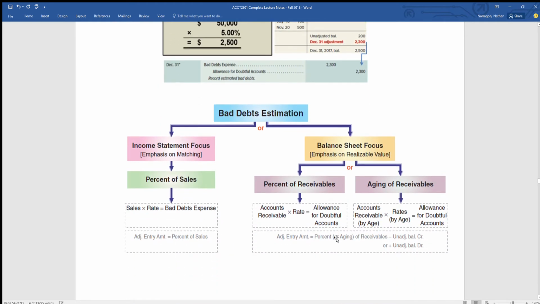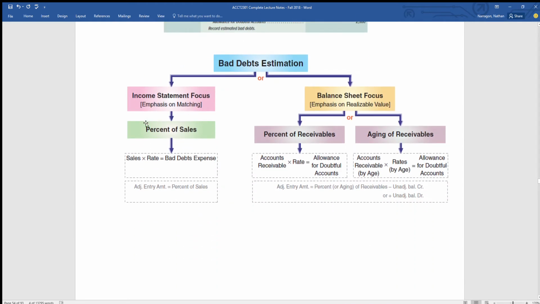Okay. So, nice little graphic here. When we look at bad debt estimation, if we're looking at an income statement focus, again with emphasis on matching, we're going to take percentage of sales. And sales times whatever rate and whatever percentage we deem will equal bad debt expense. Again, this is the exact amount. We do not really make an adjustment. Okay, it's just bad debt expense and ADA.